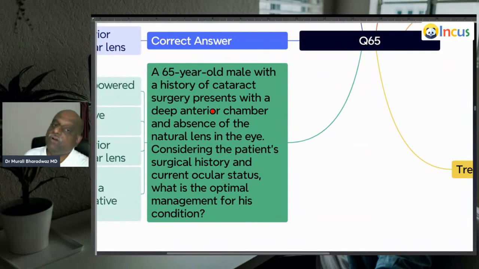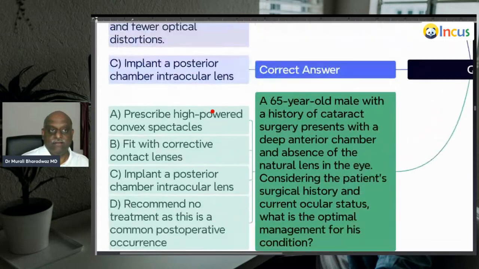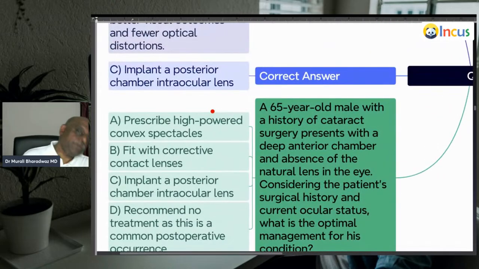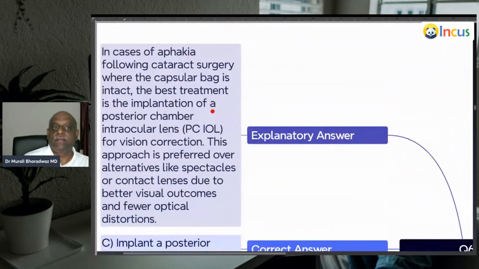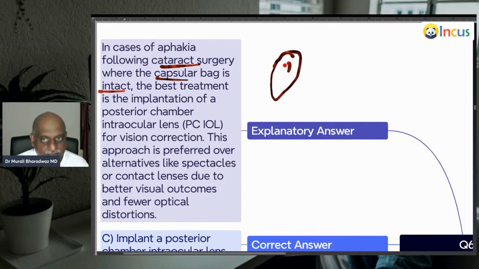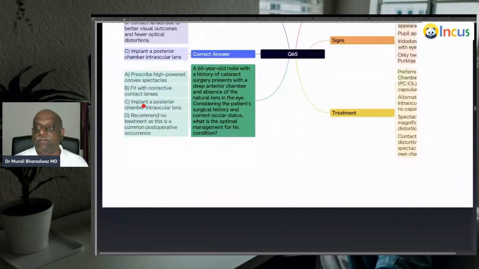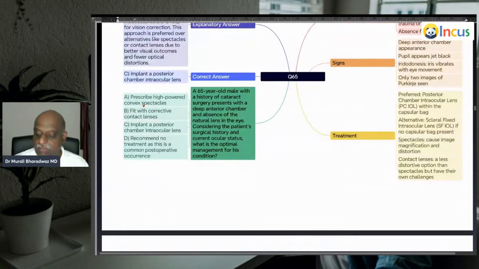A 65-year-old male with history of cataract surgery has a deep anterior chamber. What is the optimal management for his condition? Implant a posterior chamber intraocular lens. So whenever aphakia is there after cataract surgery, the capsular bag is still intact because you keep the capsular bag intact and remove the lens whenever you are doing cataract surgery. In such cases, the best thing is to put a posterior chamber intraocular lens for the correction of the vision, is what you need to remember.